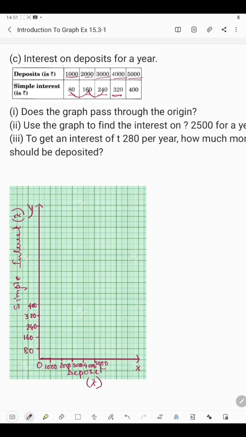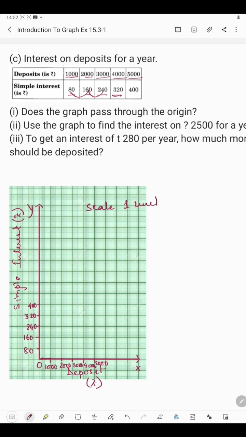Why? Because all the numbers are multiples of 80. So if you take 1 unit, means one box equal to 80, then you will easily get all the numbers because these are the multiples of 80. Okay, now we'll write the scale.